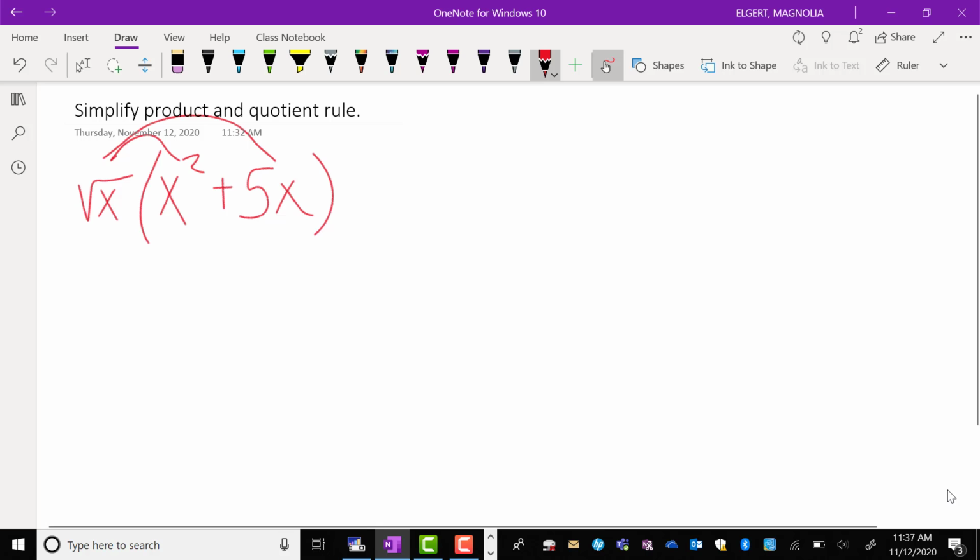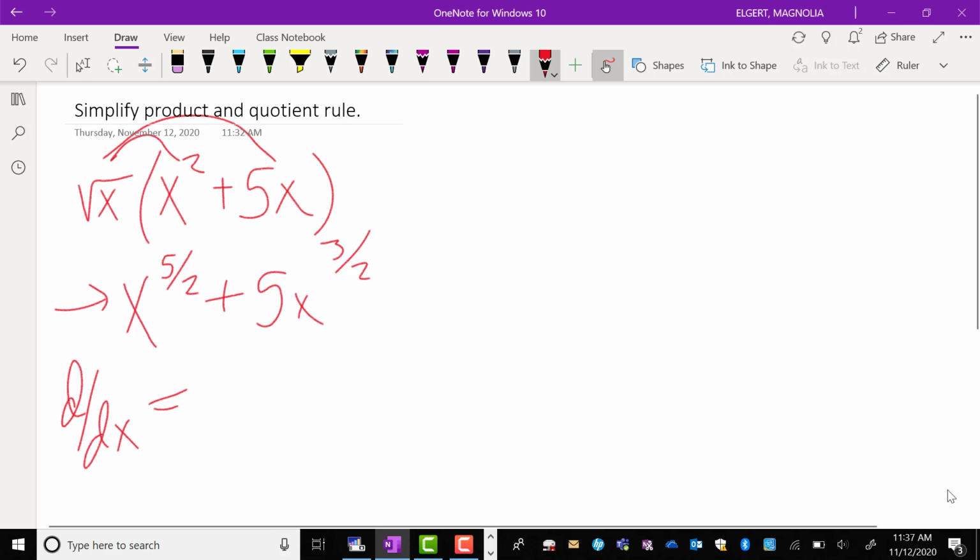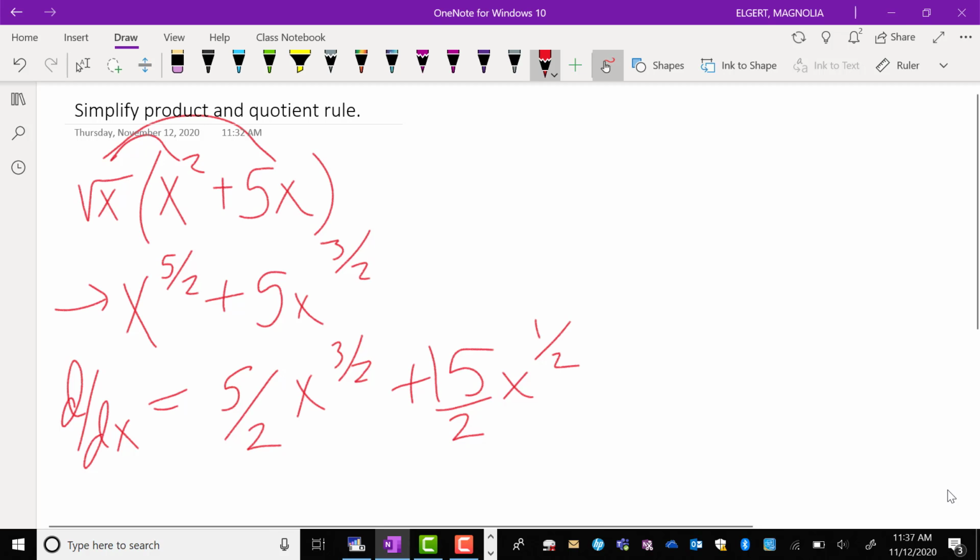So when I distribute, x to the 1/2 times x squared gives me x to the 5/2, because you'd add 1/2 plus 2. Plus 5x, this one would be x to the 3/2. So you rewrite, and now you do your derivative, which would be 5 over 2 x to the 3/2 plus 15 over 2 x to the 1/2. So there's an answer like that.